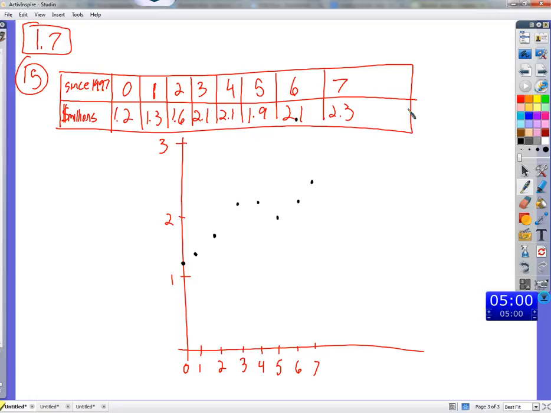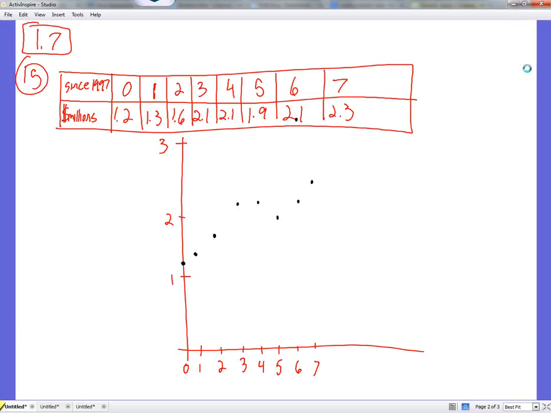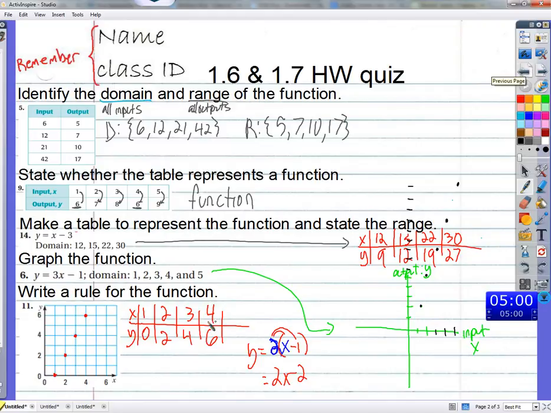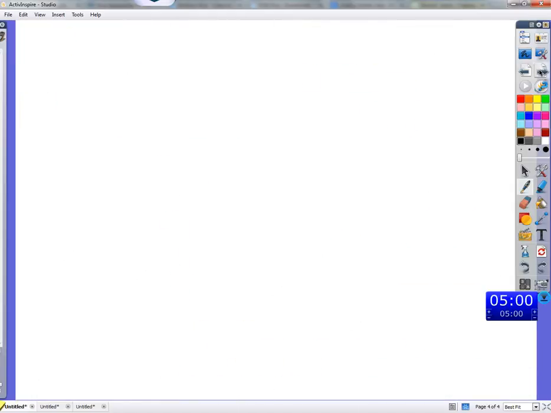Okay. Are there any other questions? Glad to go over them. Sarah? 11 and 12. 11 and 12 in which section? 1.7. 11 and 12, 1.7. Okay. Well, 11 we did on the quiz. Right there. Okay. So let's do 12.